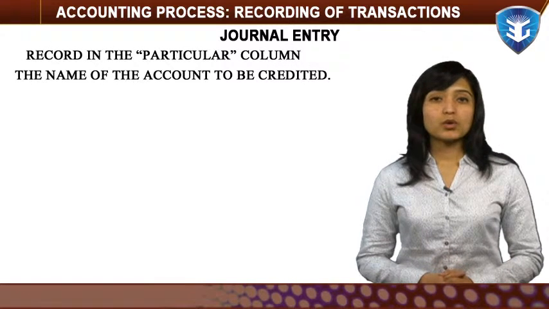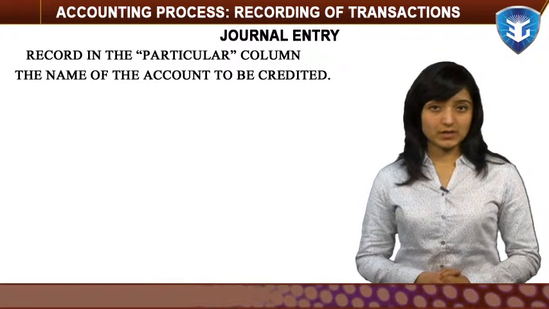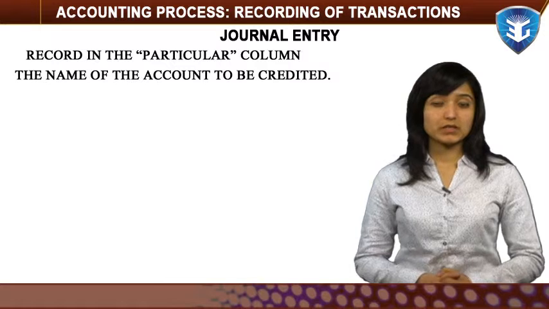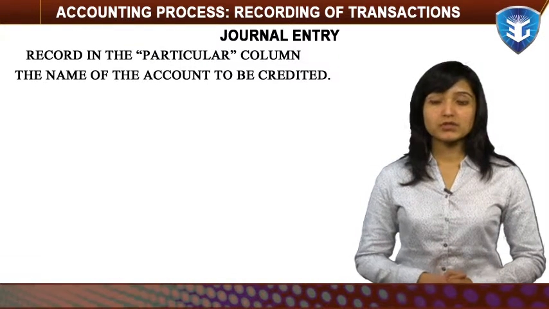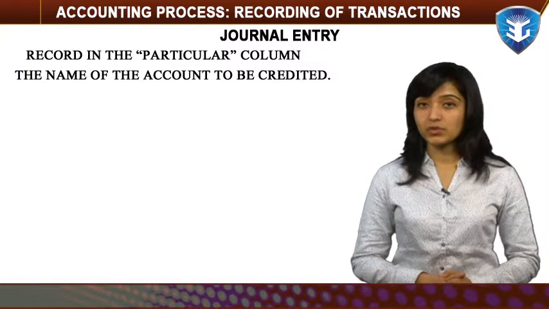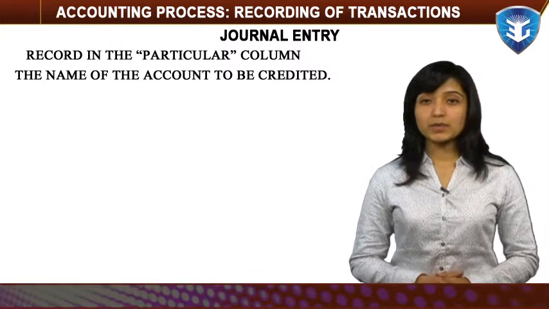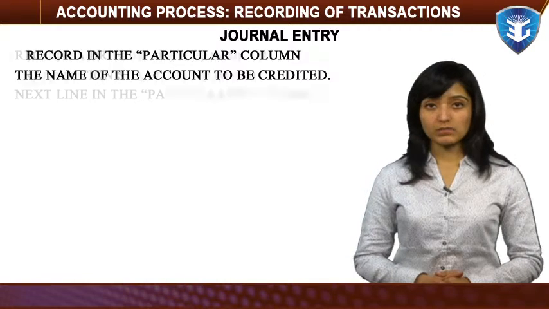Record in the particular column the name of the account to be credited. The name of the account to be credited should be written in the next line, preceded by the word "To", which is written towards the right after leaving a few spaces. Write the amount to be credited in the credit amount column.